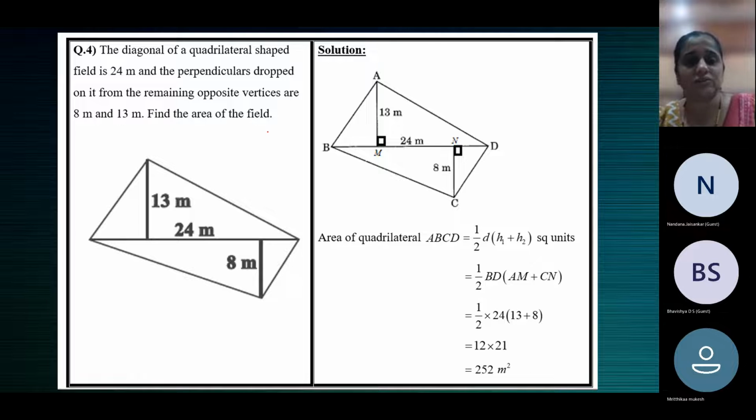Write the question, draw this diagram and take down the answer.